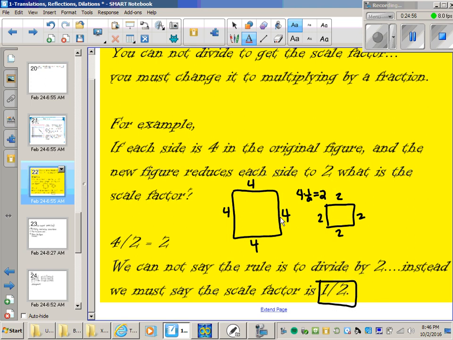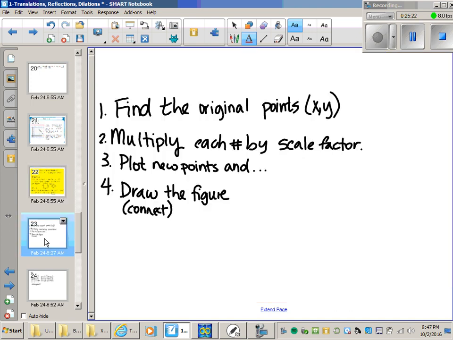Well, you can't say I'm dividing each side by 2, because you have to figure out something that multiplies by 4 to get 2. So 4 times 1/2 is going to equal 2. The scale factor has to be a fraction. We cannot say that the rule is to divide by 2. Instead, you're going to say that the scale factor is 1/2. You're multiplying each of these numbers by 1/2 to get our new image.